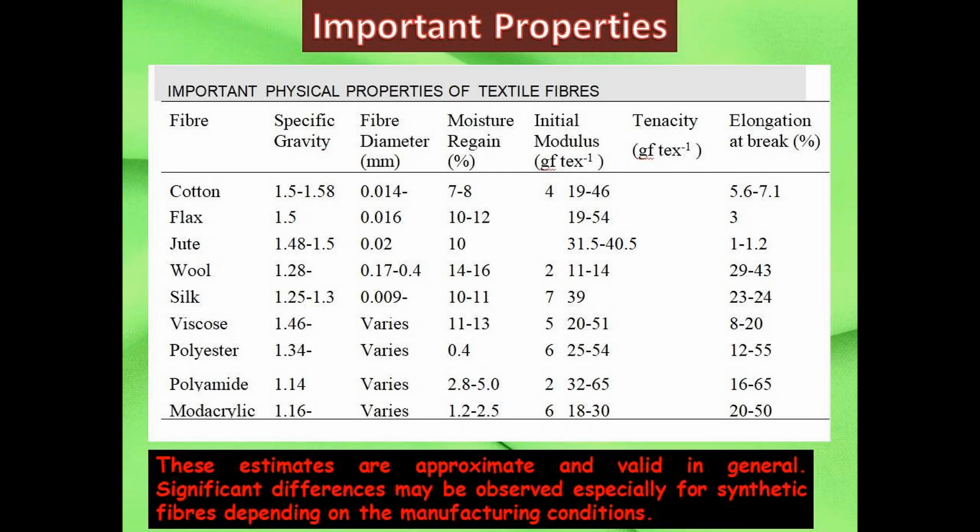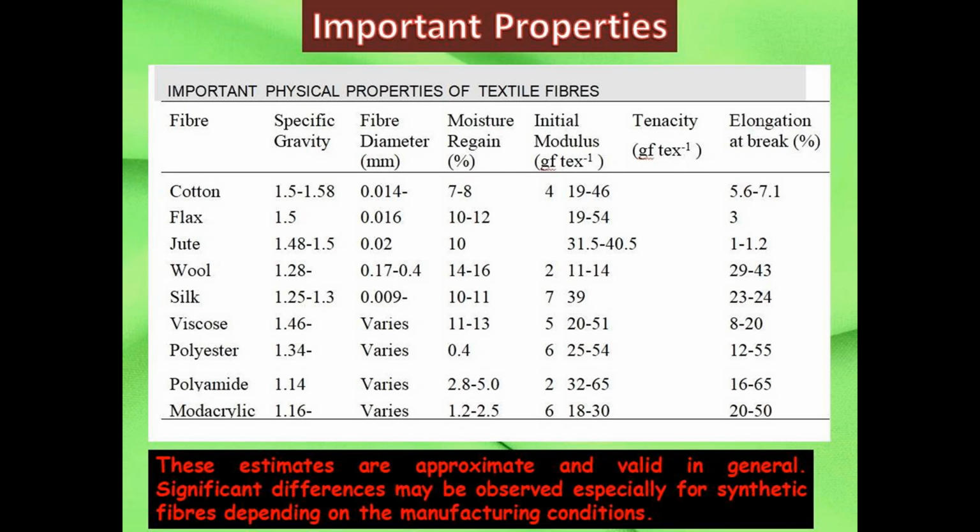Moisture regain: cotton 7 to 8%, flax 10 to 12%, jute 10%, wool 14 to 16%, silk 10 to 11%, viscose 11 to 13%, polyester 0.4, polyamide 2.48 to 5, modacrylic 1.2 to 2.5. Initial modulus: cotton 4, flax nil, wool 2, silk 7, viscose 5, polyester 6, polyamide 2, modacrylic 6. This is in gram force per tex.